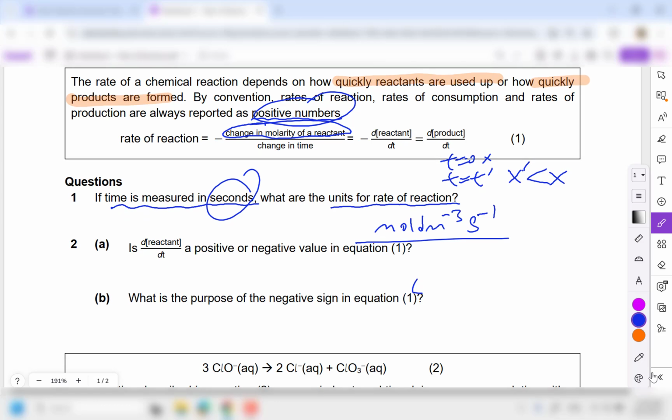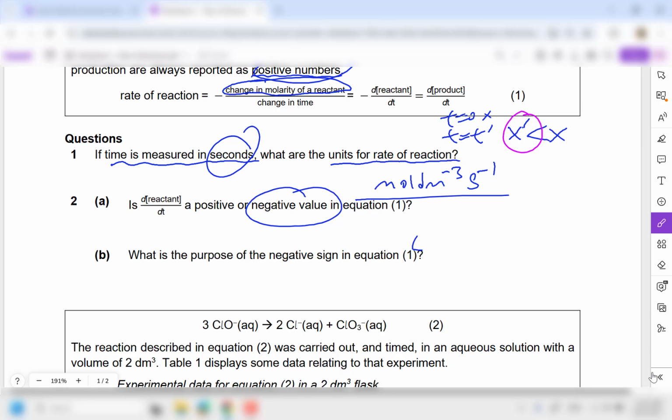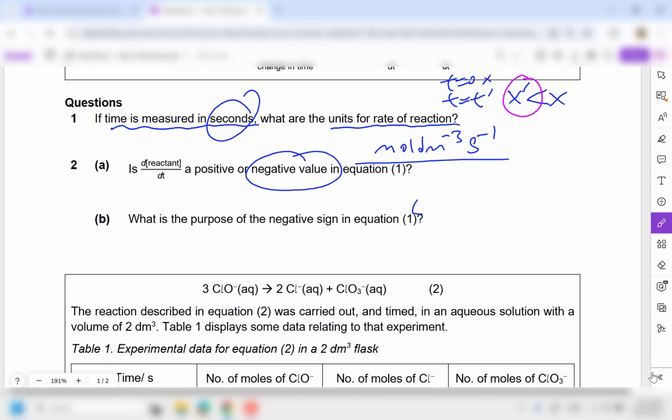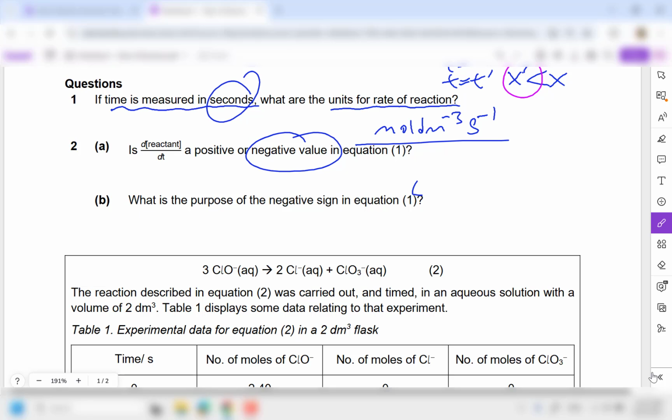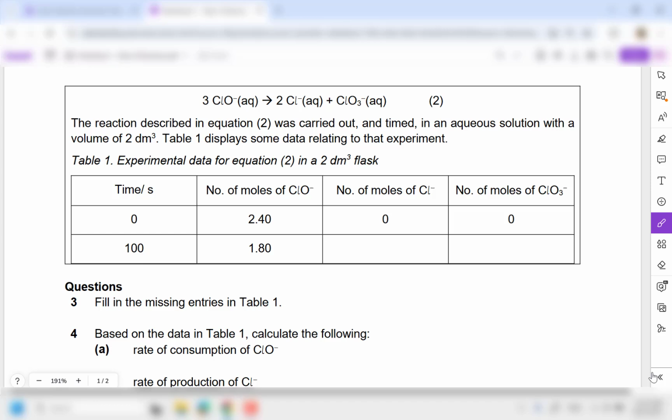So d[reactant]/dt will be a negative number. We agreed earlier on, because I highlighted to you that at time t prime, x prime will be a smaller number than x. Change is defined as final minus initial, so that will give you a negative number. So that will be a negative value for reaction 1. Then the purpose of the negative sign is really to negate the negative sign to make it a positive number.